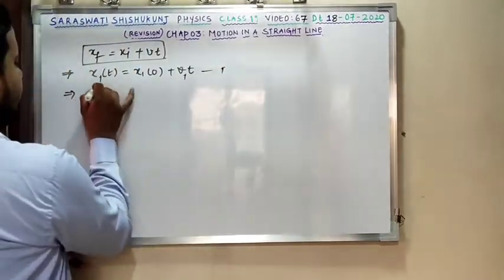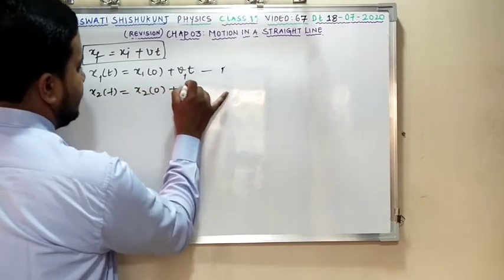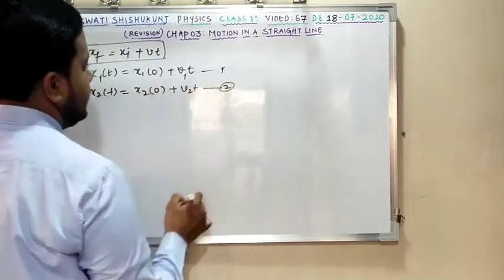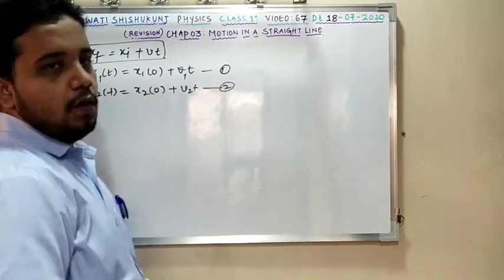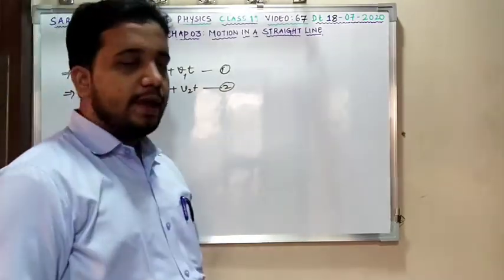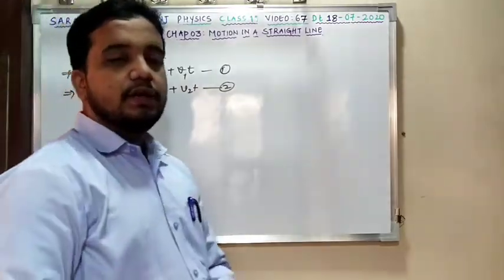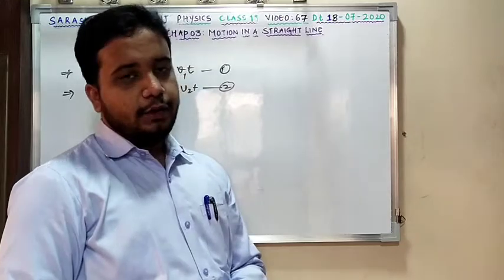Suppose I am writing my equation for x2, that is object 2: x2(t) is equal to x20 plus v2t. This is my equation 2. That is for object 2 and this is for object 1. Clear? Final position equals initial position plus velocity into time.